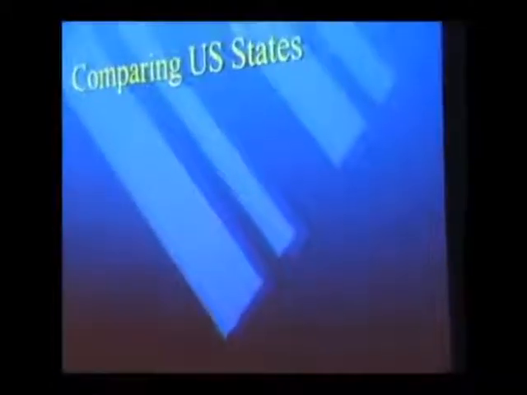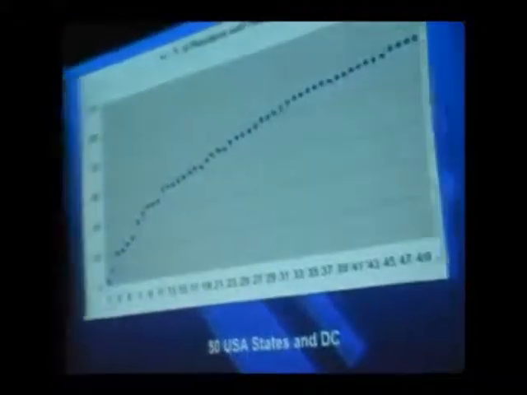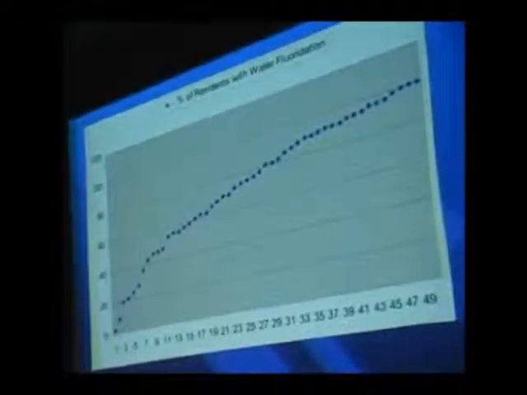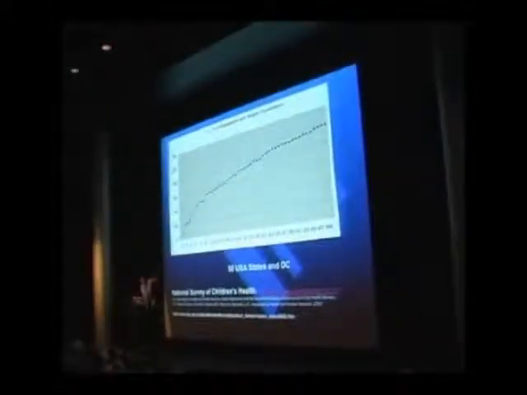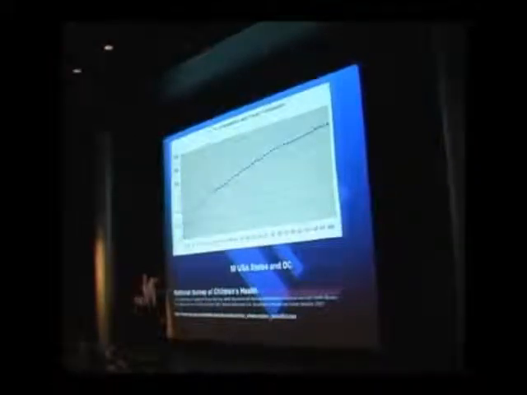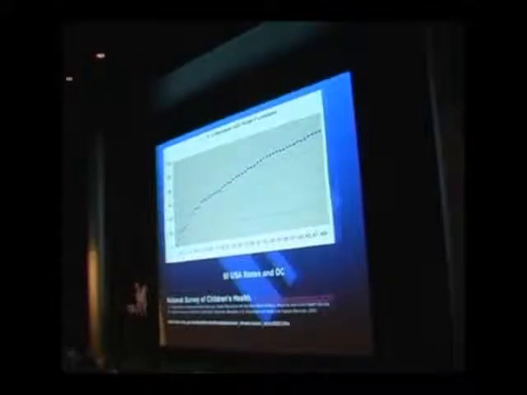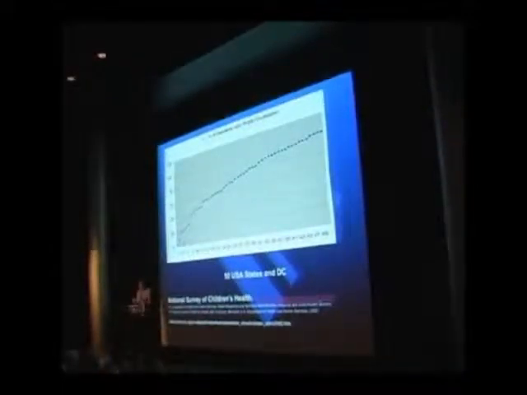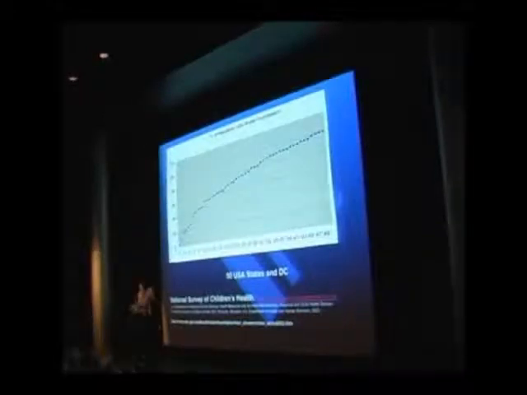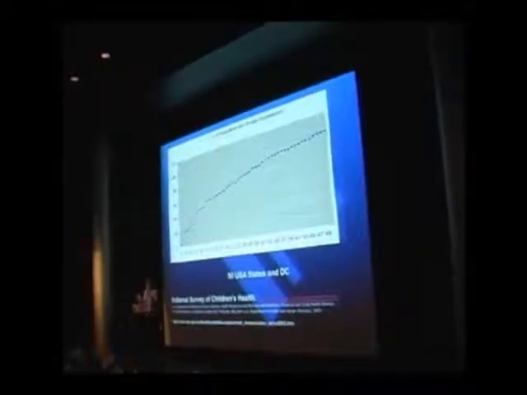Look at this, if we compare US states. These are the US states, 50 of them, in order of the percentage of the population drinking fluoridation. So at this end here, that's the state of Hawaii that has very little fluoridation outside the army camps. And at the other end, you've got the District of Columbia, which is 100% fluoridated. And in between, you've got percentages ranging from 10 to, say, 90%.